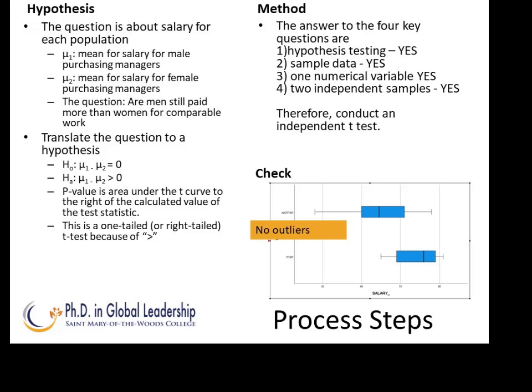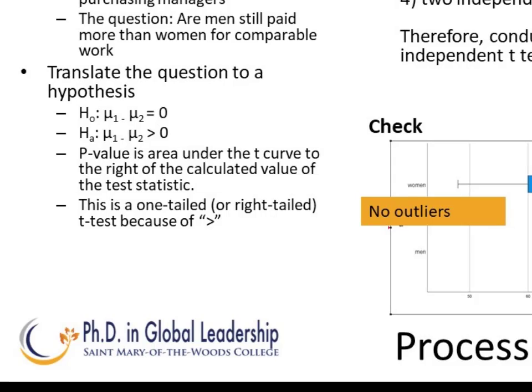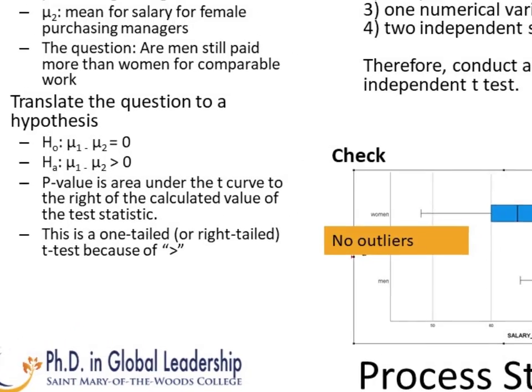Now, let's translate that question into a hypothesis. The alternative hypothesis is mean 1 minus mean 2 is greater than 0. This is a one-tailed test, or right-tailed, because the sign is greater than.